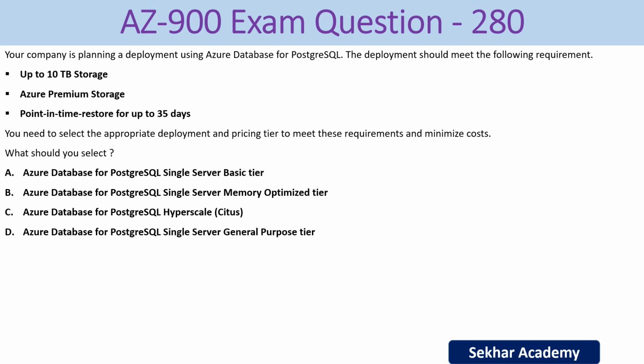What should you select? Options we have: Azure Database for PostgreSQL single server basic tier, Azure Database for PostgreSQL single server memory optimized tier, Azure Database for PostgreSQL hyperscale, and Azure Database for PostgreSQL single server general purpose tier. The right option is here: Azure Database for PostgreSQL single server general purpose tier. So that's where you can deploy your services.